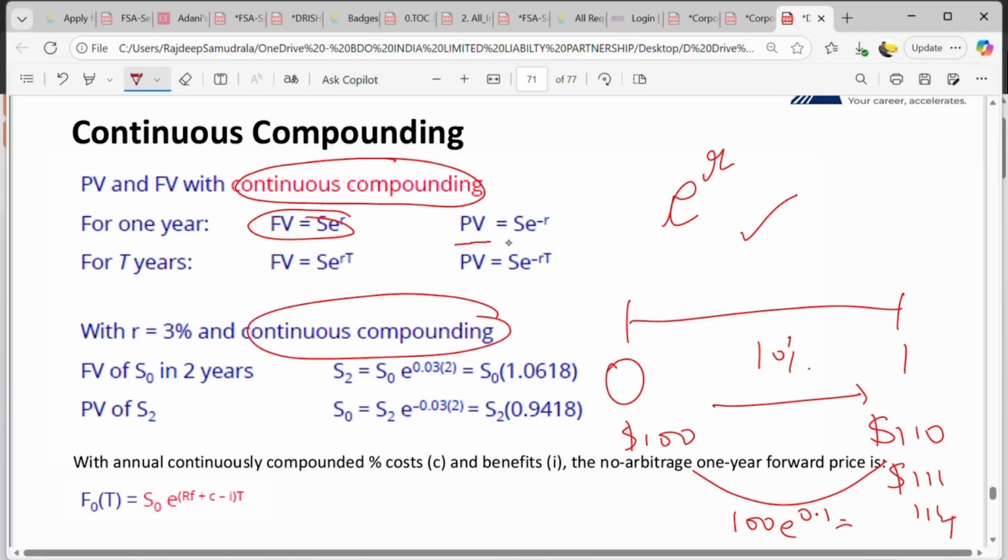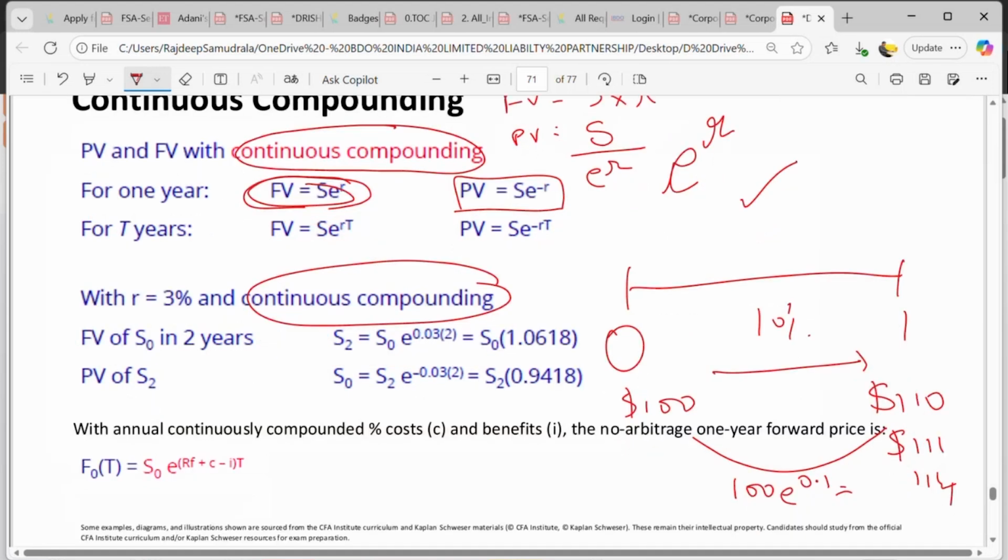See the formula here? Spot into e raised to r. If you want to find the future value, it is spot into e raised to r. But you do know if you want to find the present value, it'll be spot divided by e raised to r. Correct? And you know the concept, right? If it's future value, it is multiplied. If it's present value, it will be divided.